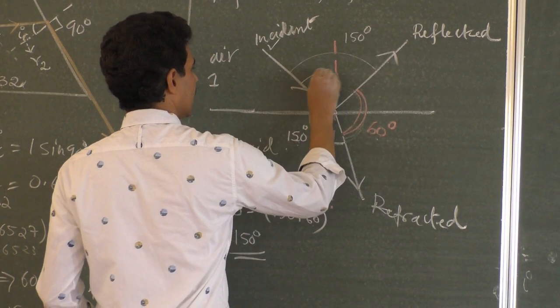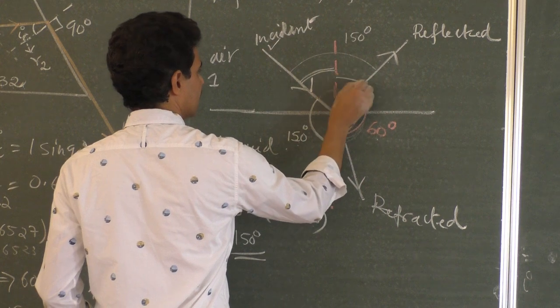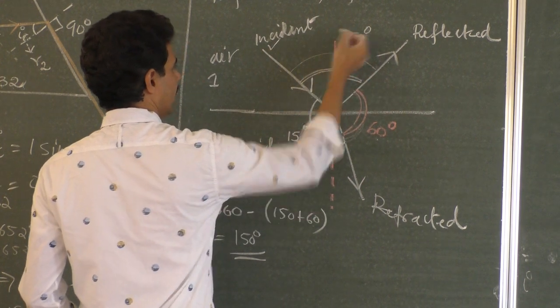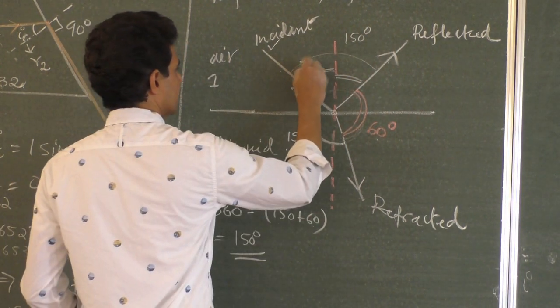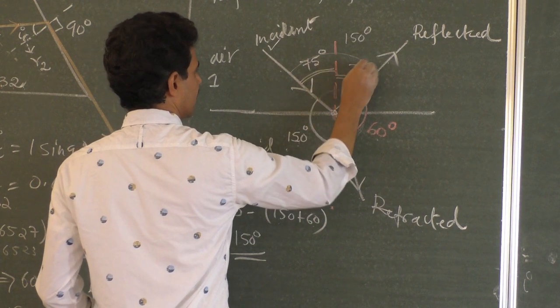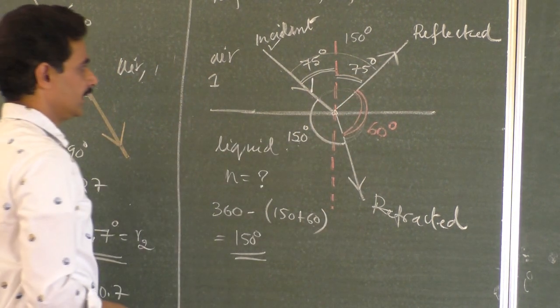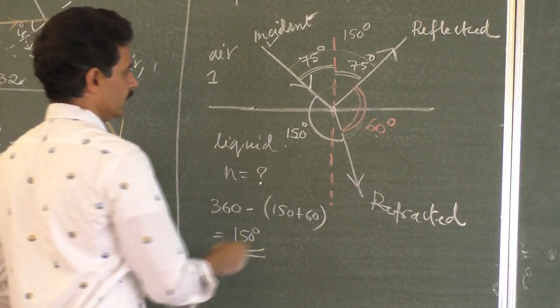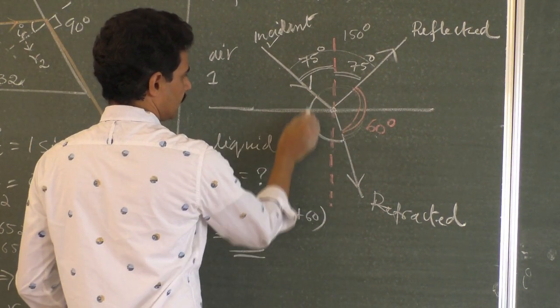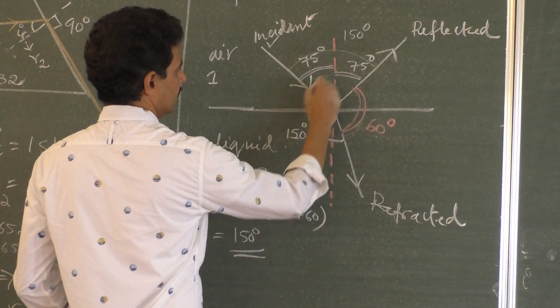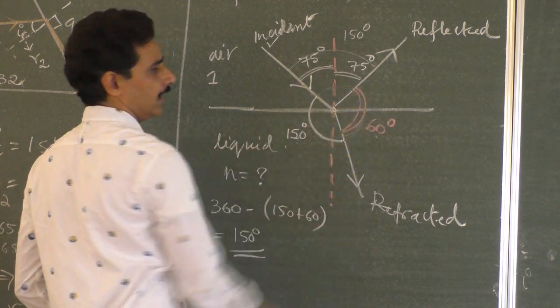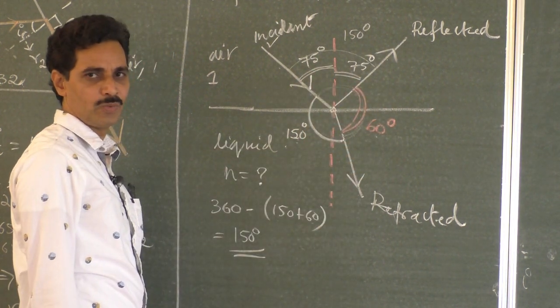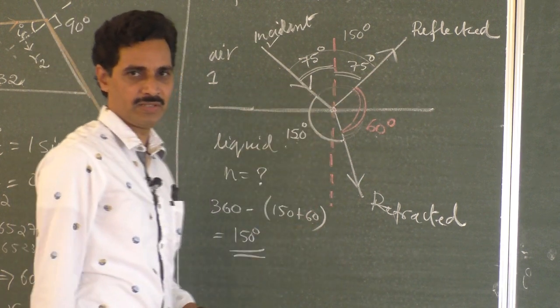And you know that angle of incidence and angle of reflection are the same. So you have to divide 150 into two equal parts, 75 degrees and 75 degrees. That is the angle of incidence and angle of reflection. Out of 360, 210 is already covered, this should be 150, and dividing equally, it should be 75 and 75.